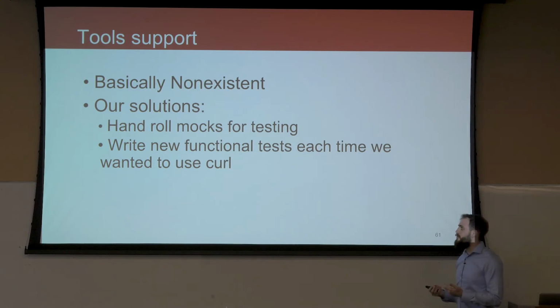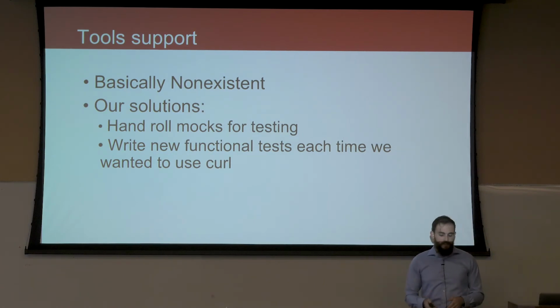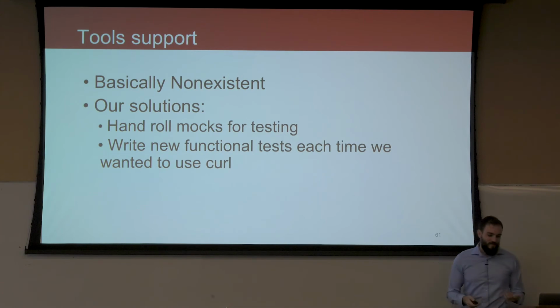But we were able to solve a few things. We hand-rolled all of our mocks for our functional tests, which was still pretty easy because that's what gRPC is designed to do, make it easy to write services and clients. And in any place we came across a bug, something weird that we wanted to just slack somebody a curl command for, we wrote a new functional test. So we ended up with some more coverage.